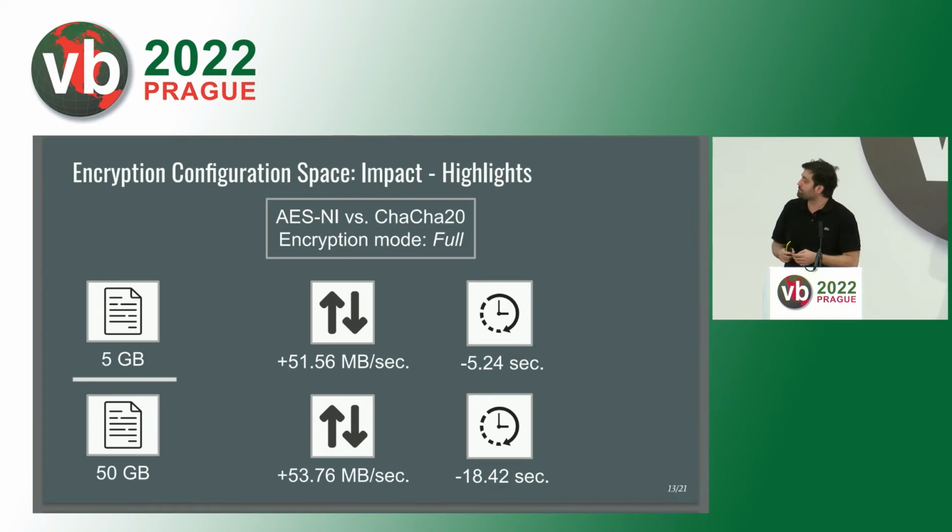For a file of 5 gigabytes, we observed an increase of approximately 51 megabytes per second when using the hardware support encryption algorithm, and a reduction of approximately 5 seconds in total time spent on encryption. This shows that for files of a medium size, relative to what you consider a small or large file, there is a specific reduction in the time spent on encryption. For a file of 50 gigabytes, I recorded an increase of 53 megabytes per second in the data throughput of the ransomware, and a significant reduction of approximately 18 seconds in total time spent on encryption.